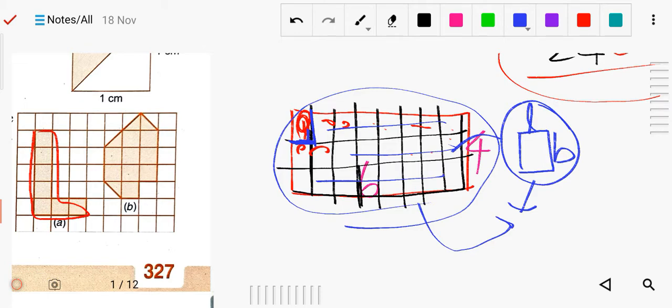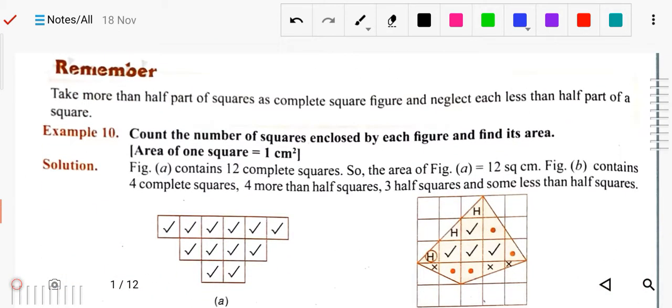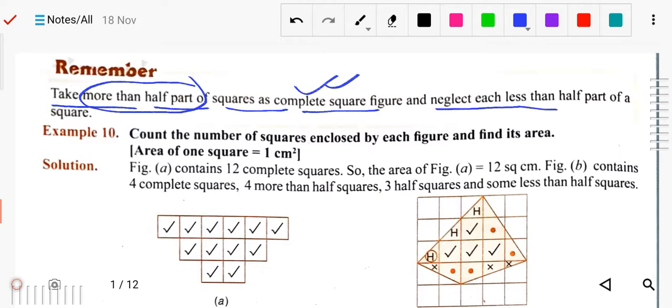Now next, there is another method to solve. Take more than half of a square part as complete, not exactly half, more than half, you have to take as a complete square, and neglect each part that is less than half of a square. Those which are less than half, you have to ignore.